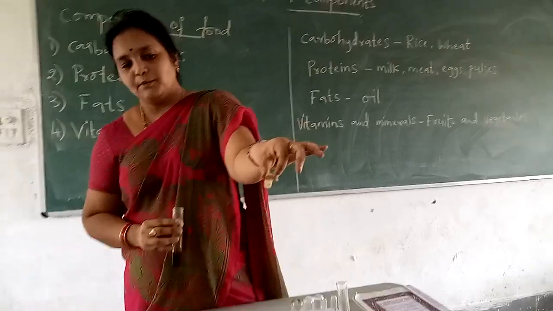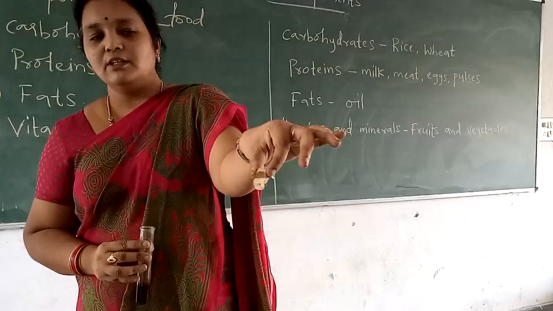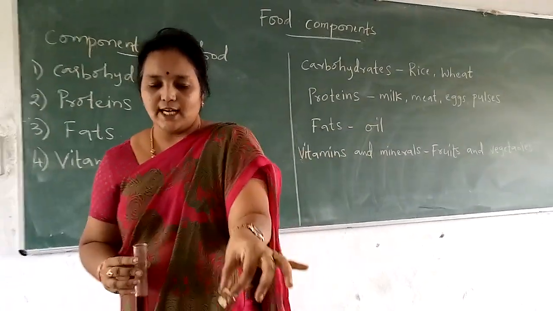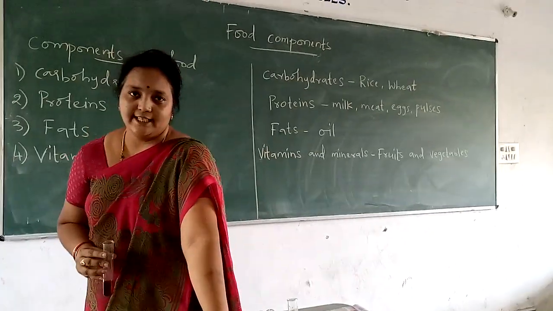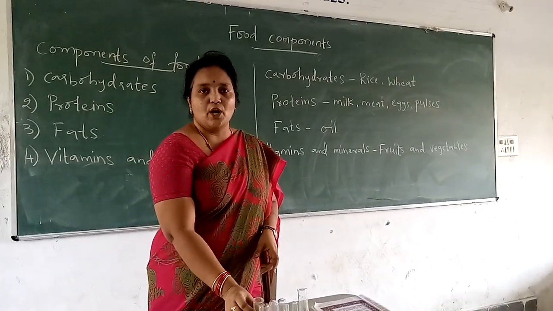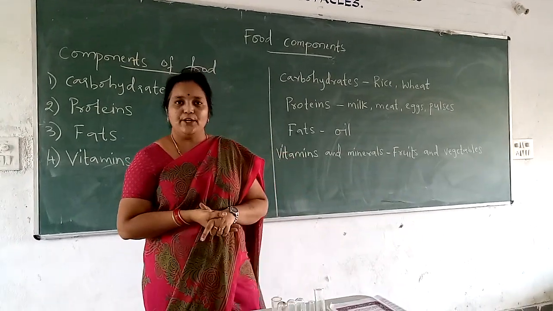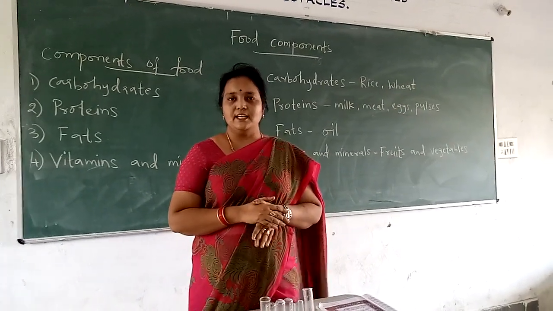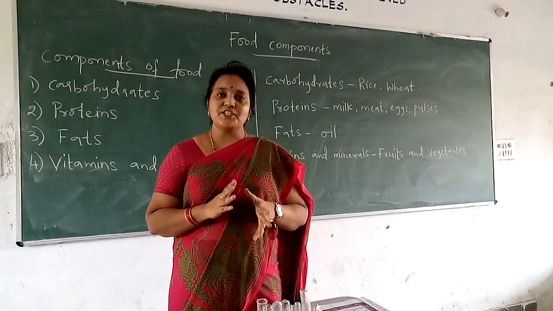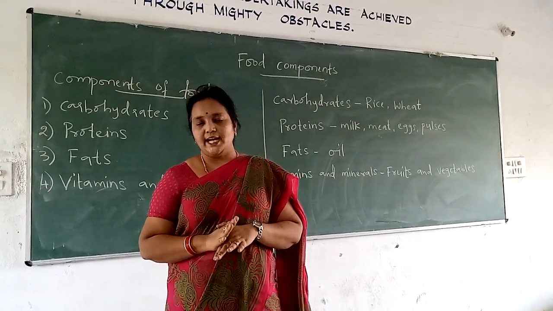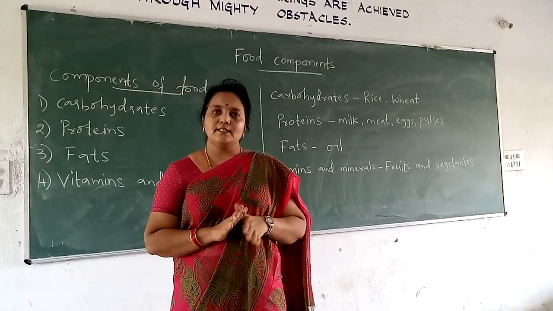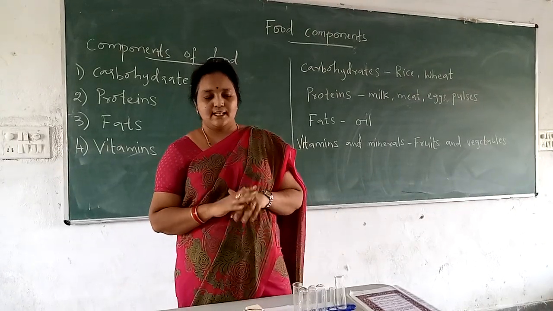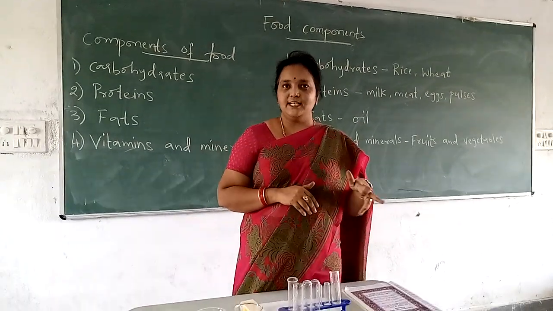You can see the potato color also has changed to dark blue. That means potato also consists of carbohydrates. So how can we test the carbohydrates? By adding iodine solution. How will we know that carbohydrates are present? By the change in the color. From which color to which color? From light brown to dark brown or dark blue. So this is the test for carbohydrates. Now we will see another test, that is proteins.